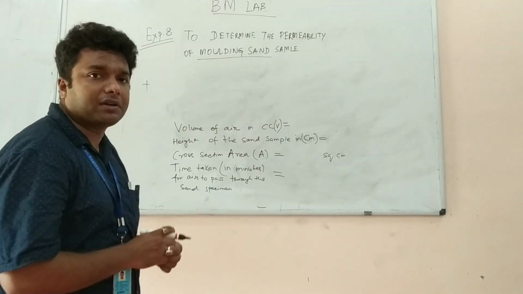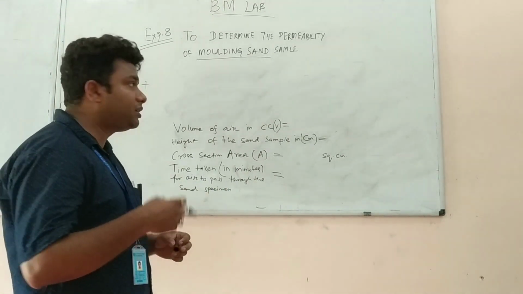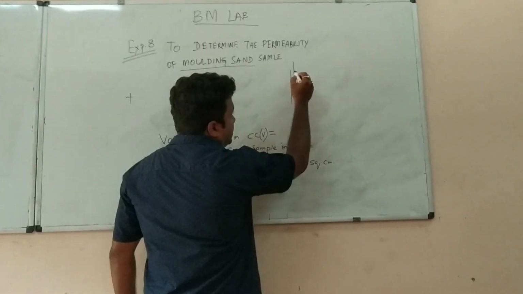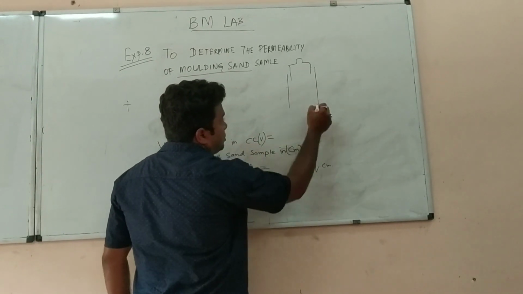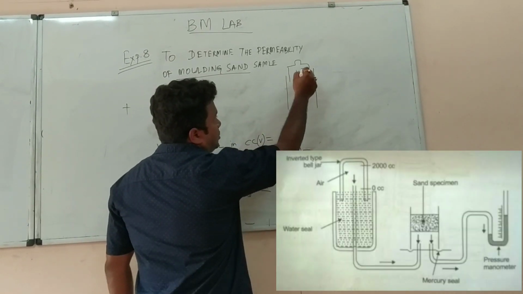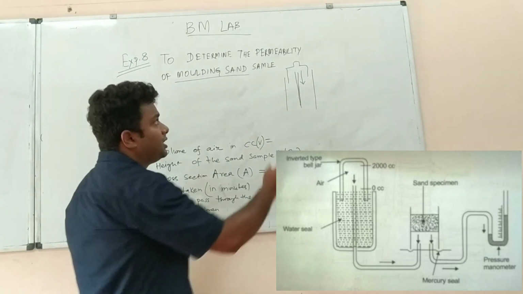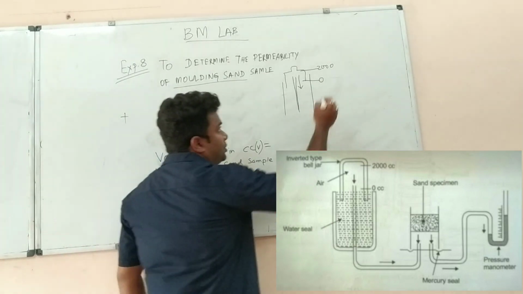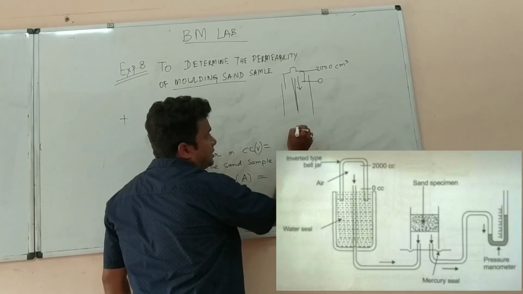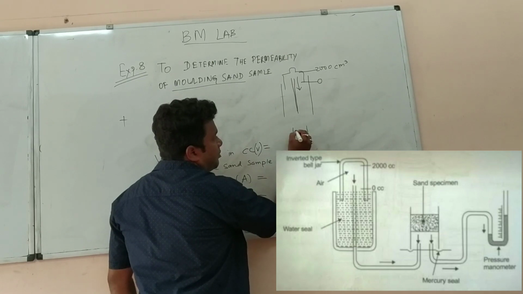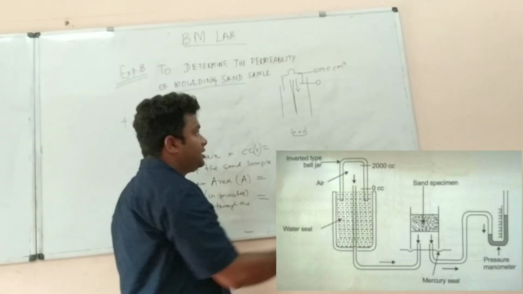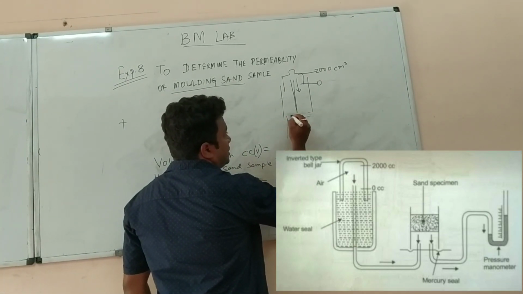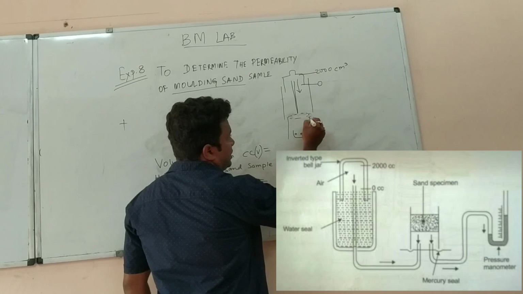So after the experimental part, for the experiment to determine the permeability of a molding sand sample, let us now come to the calculation part, how to calculate the values. You have seen in your lab that an inverted bell jar is used to give the air pressure. The air pressure will vary from 0 to 2000 cm cube. This air pressure comes down, and with the help of a vent with pores, it is applied onto the sample, which is kept in the mold cavity, as you have seen.